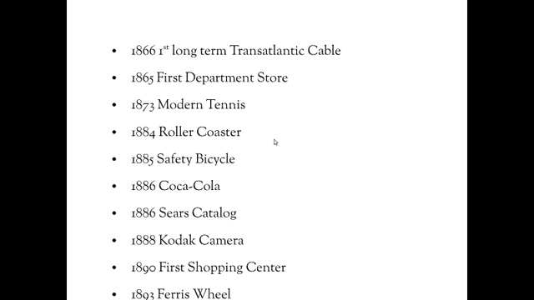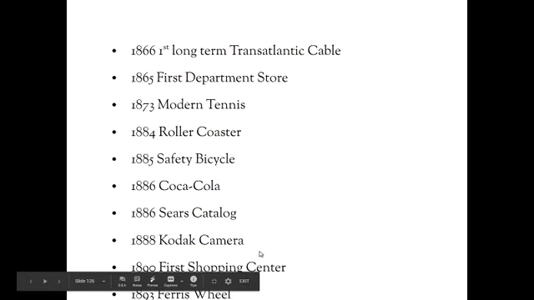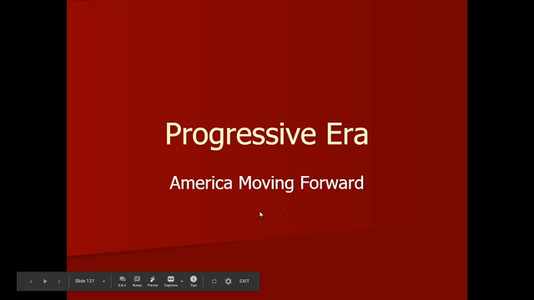All right. So this time period saw all sorts of crazy things. Transatlantic cable means communication can now happen across the ocean without a ship. We see the rise of the department store, modern tennis, roller coaster, bicycle, Coca-Cola, the Sears catalog. I know Sears is now on its way out, but at the time, this idea of being able to order stuff out of a catalog was crazy. The Kodak camera, shopping center, Ferris wheel.